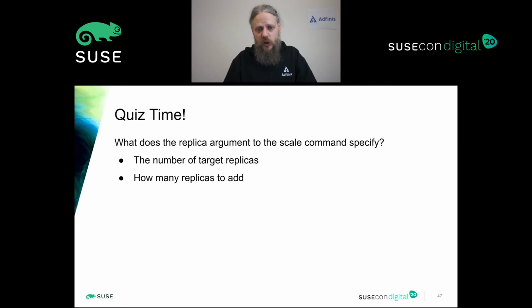Now for a smallish quiz on the whole scaling, what does the replica argument actually specify? Is it A, the number of target replicas, or is it how many replicas to add to a given deployment? Naturally, it's the target number of replicas.